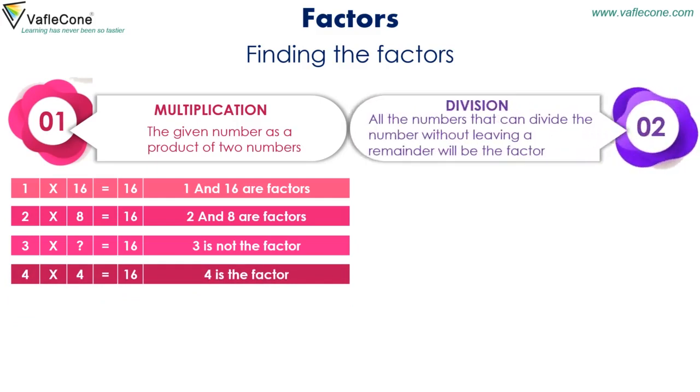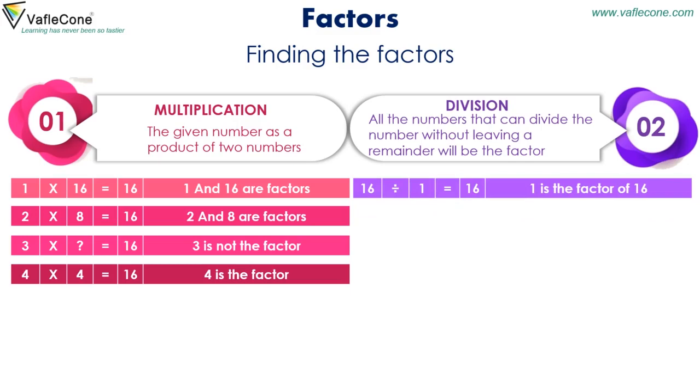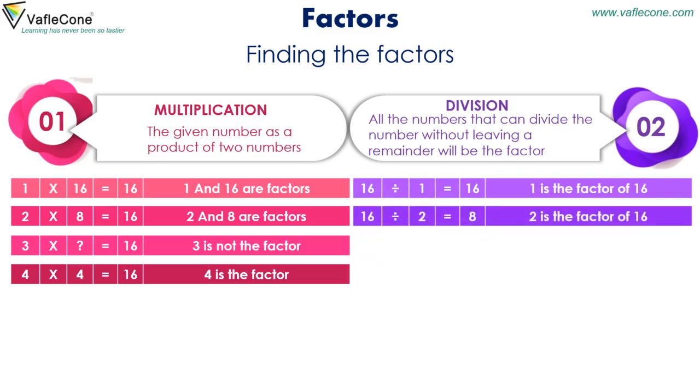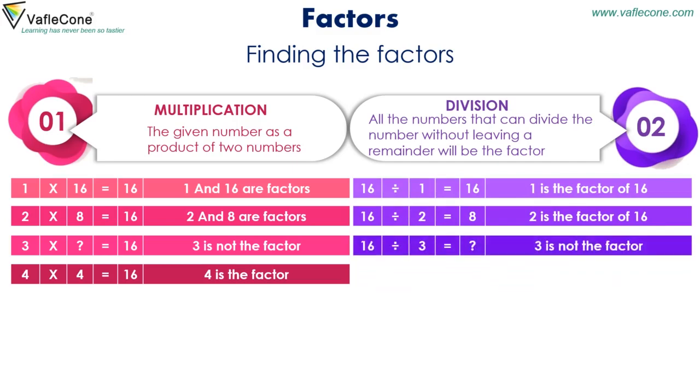Division. All the numbers that can divide the number without leaving a remainder will be factors. 16 divided by 1 is equal to 16. 1 is a factor of 16. 16 divided by 2 is equal to 8. 2 is a factor of 16. 16 divided by 3 is equal to question mark. 3 is not a factor.